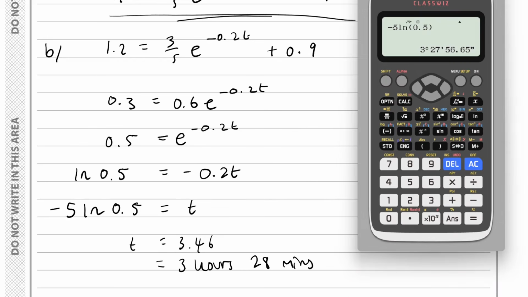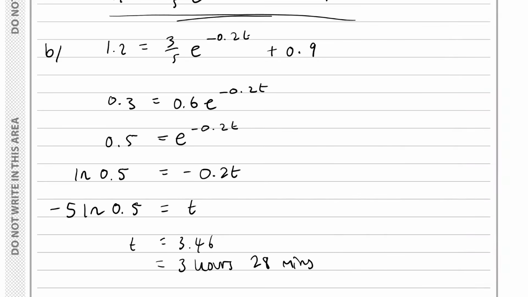We can also do that by timesing by 60, so change it into minutes and taking away 3 hours. So 3 hours and 28 minutes.